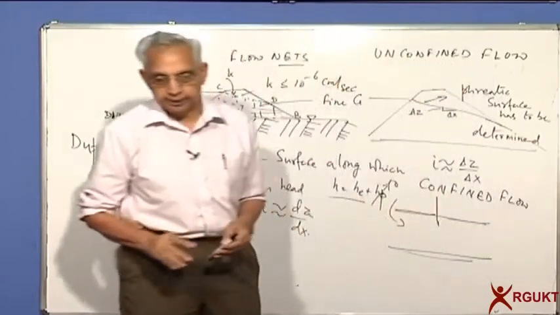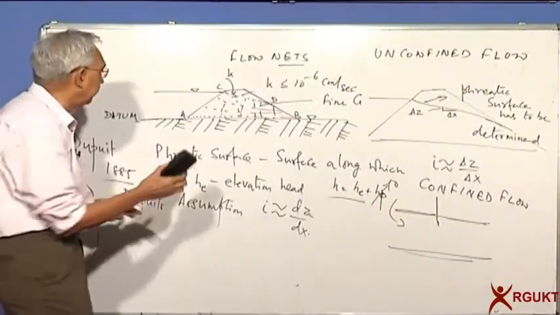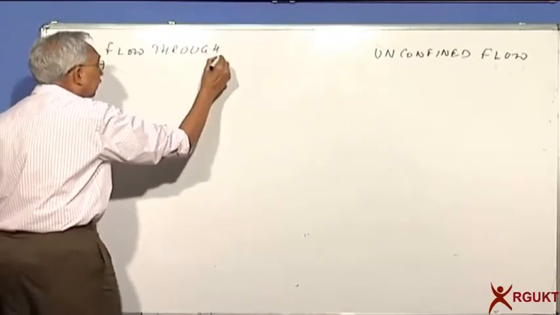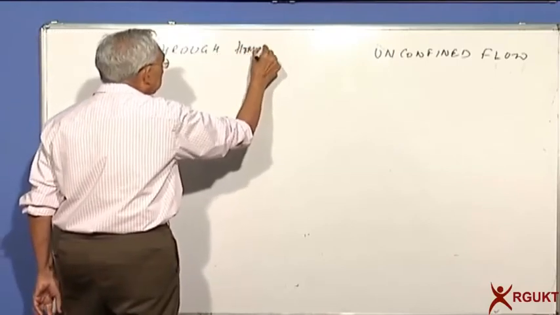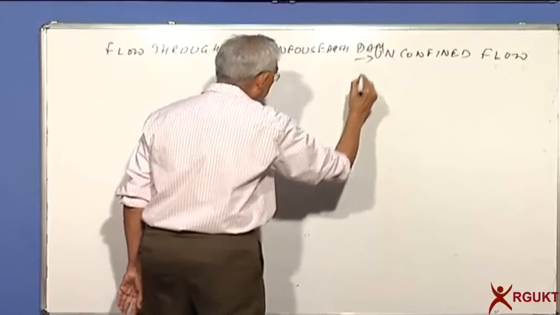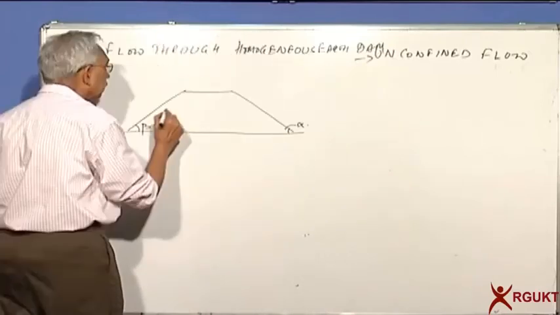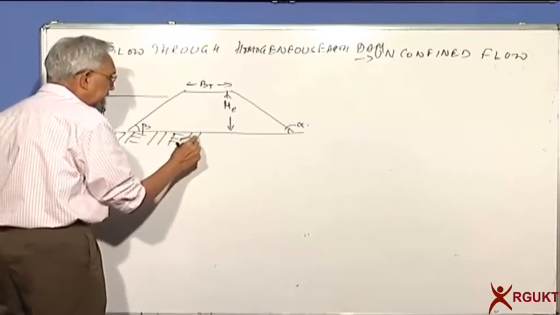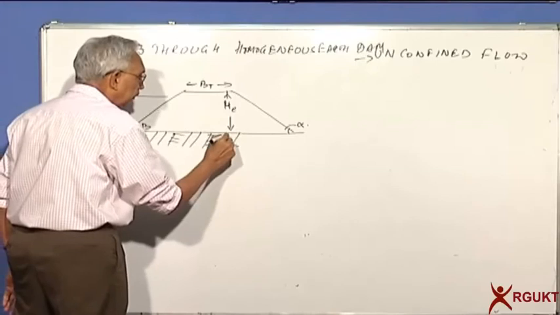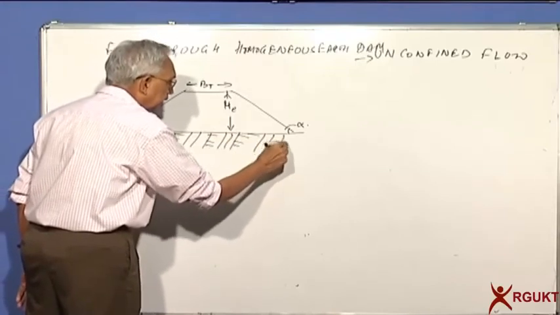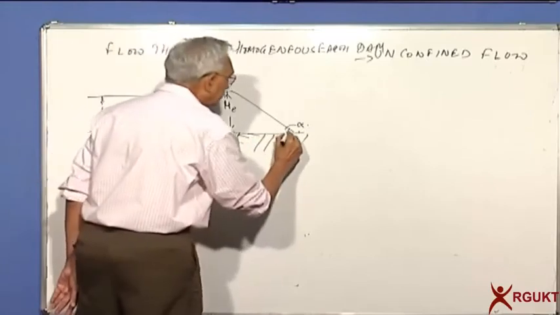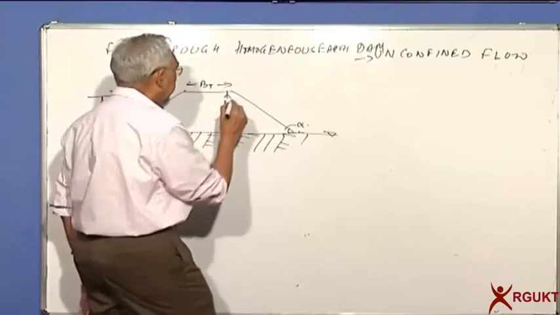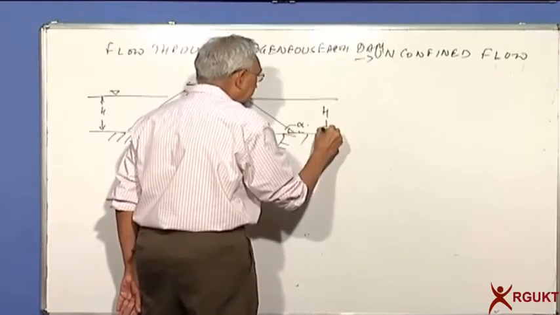How do we do that? There are some approximate methods which are given. Let's take them. First, let's look at flow through a homogeneous dam, which will be an unconfined flow. We have an impervious foundation layer, so we are assuming no flow through or below the earth dam. The upstream water level is here and the downstream water level here. So the net head loss, let's say, is H.